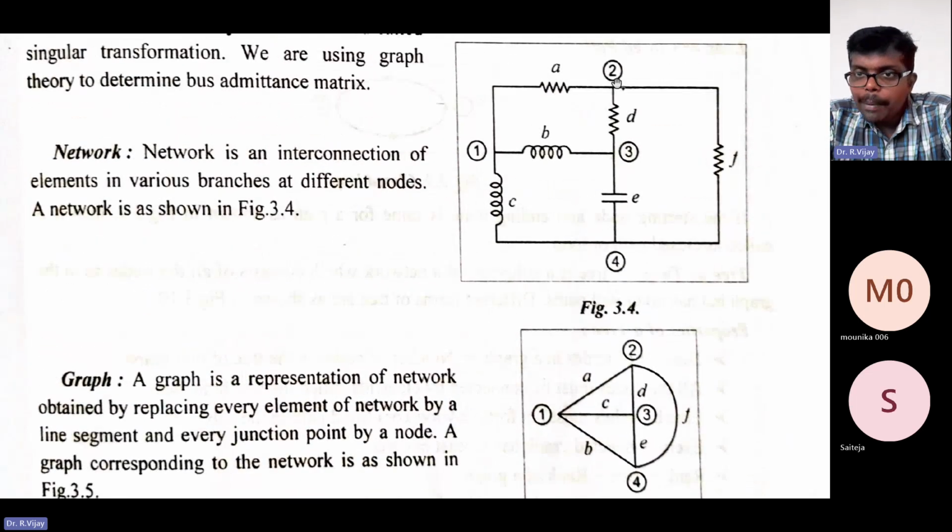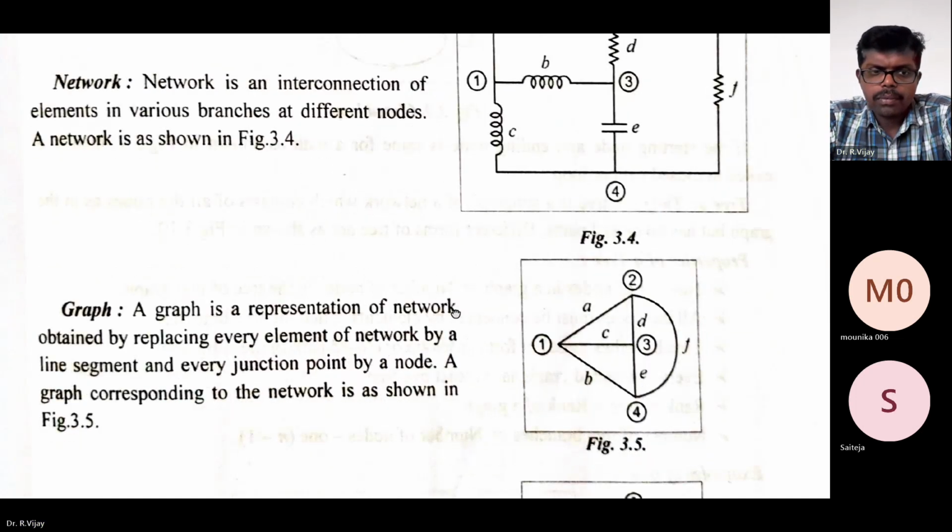Here, the same network we are converting into the graph. This is a network, and we are converting it into the graph. We convert this element into a straight line. Here also the element is a straight line. Here the resistance element is a straight line. Here the inductance element is a straight line. Here also the inductance element is a straight line. Sorry, here the capacitive element is a straight line. And here the resistance element is some line, straight or otherwise.